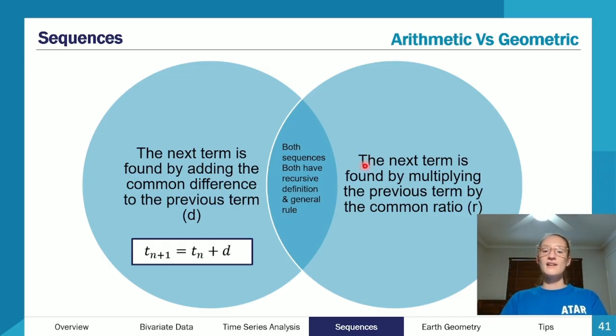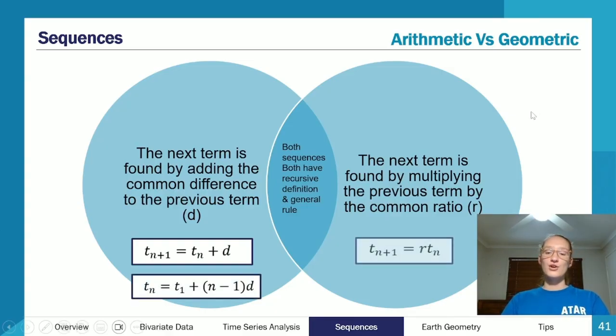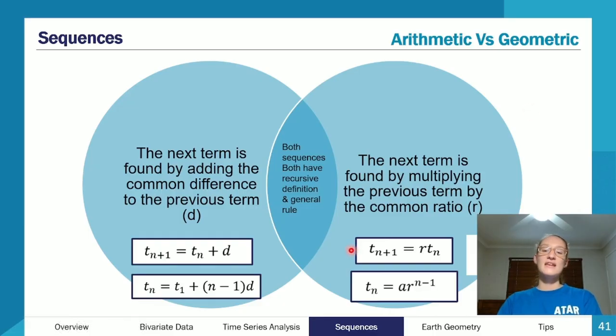Whereas on our other side, our geometric sequences, we're not adding a common difference to find our next term. We're multiplying by a common ratio. That's a really important distinction. I'll just pull up all our formulas. You can see here, this is our recursive definition of a geometric sequence.